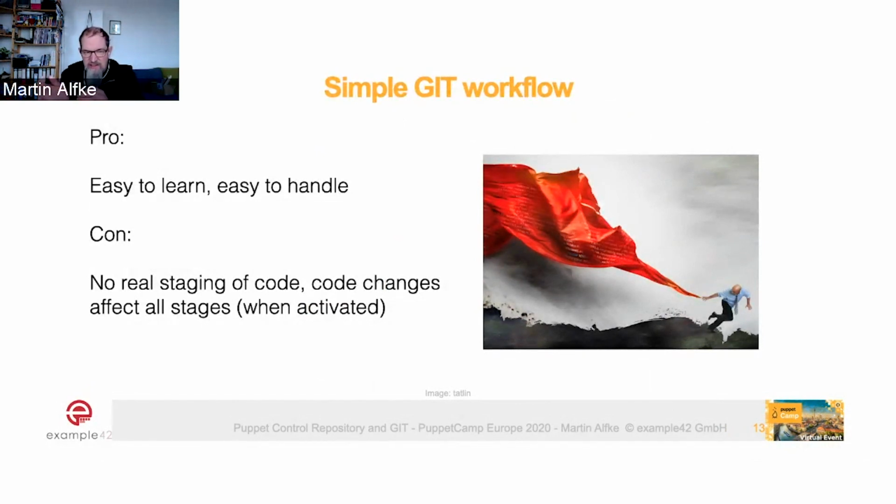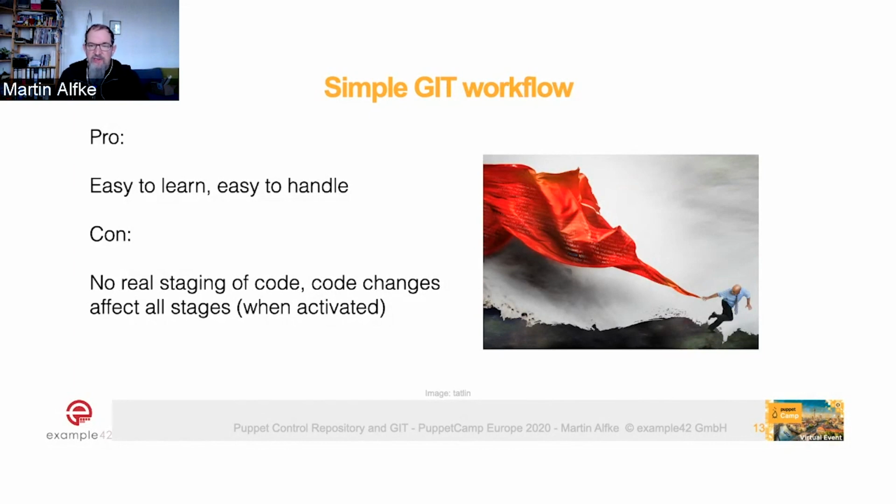On the downside, it's not really staging of code, because all your stages will use your production environment, and the differences are just in Hiera. So when you somehow, through a review, put bad code into your Puppet control repository, hopefully it's just the compiler complaining, you will see this error on all of your nodes.